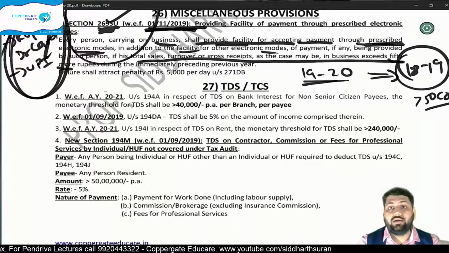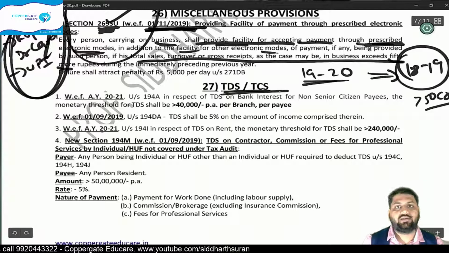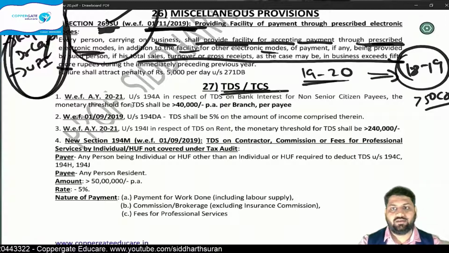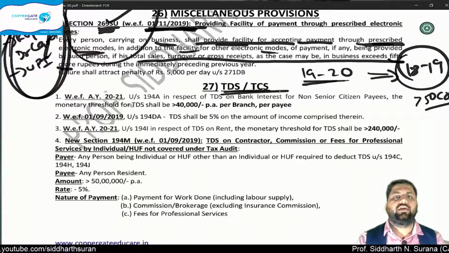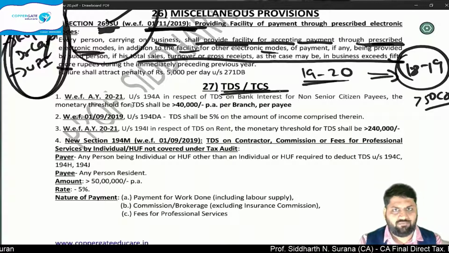Let's go ahead. The next chapter in our order of textbook, the next chapter which I do in class, TDS, TCS. In TDS, very small amendments have taken place. Two new sections have been introduced. Let us see the small amendments one by one.